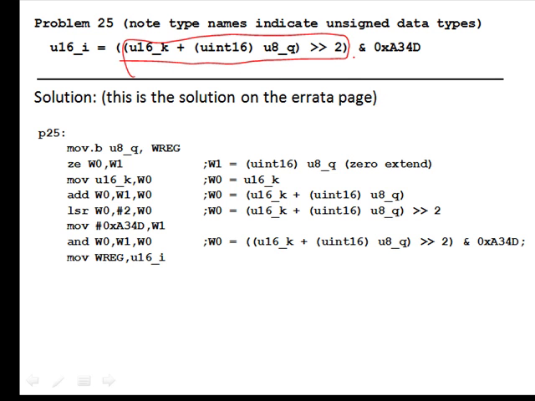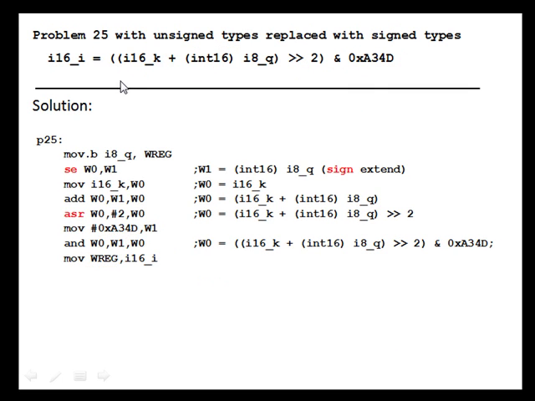So now all we need to do is bitwise AND that with this value A34D. So we'll move that literal value into W1. We'll do a bitwise AND of that with W0, which contains this. Place the result in W0. And now we'll simply move that to our I, which is U16I. At that point, we have finished.